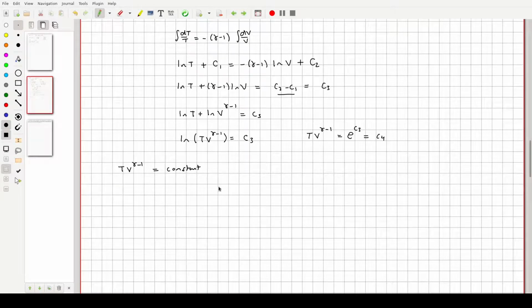Now there are some other relationships here too. You can use the ideal gas law to solve for them. For example, what if I looked, instead of temperature, at pressure? Well, temperature is equal to PV over NR. I'm going to put that in here.